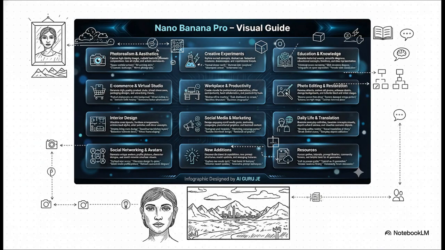Let's start with photorealism and aesthetics. See, the real magic here isn't just making a picture, it's about getting the exact style you want. You're not just pushing a button, you're basically an art director. You can ask for an oil painting style or a cinematic landscape and get a level of control that used to take years of specialized training.